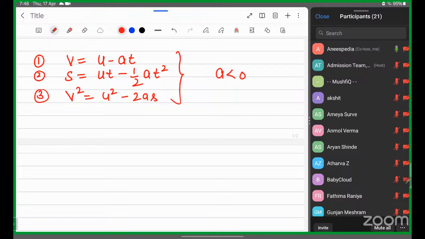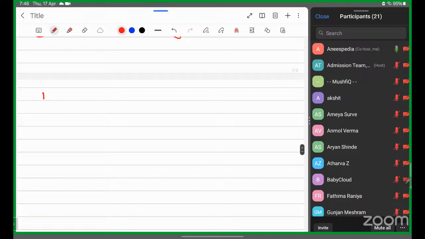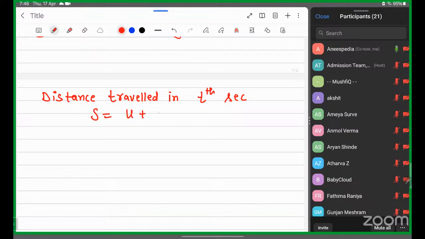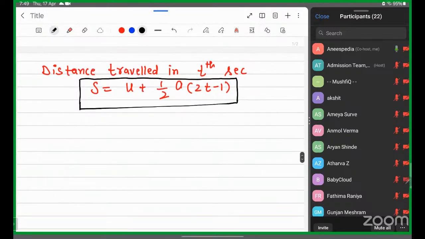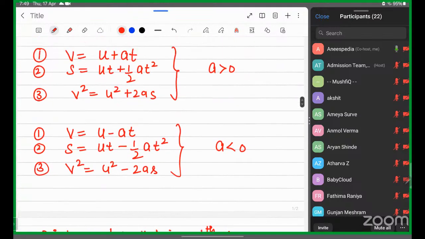Next part is, if you want to find out the distance traveled in the nth second, in that case, the formula will be S equals U plus half of A into (2n minus 1). This will be the formula for finding distance in the nth second. The nth second will be given in the question. You just have to put it into the formula. Understood?